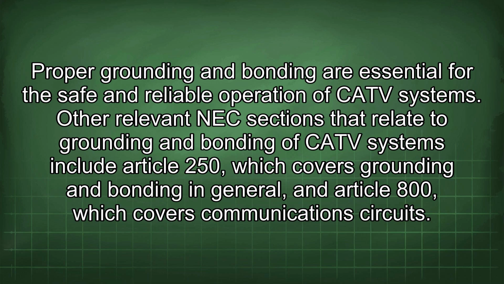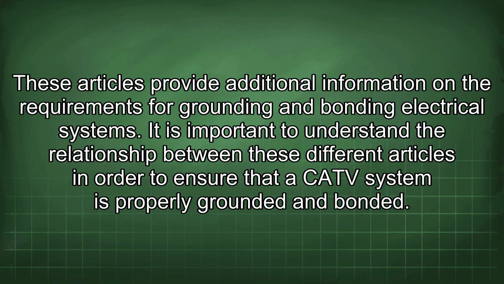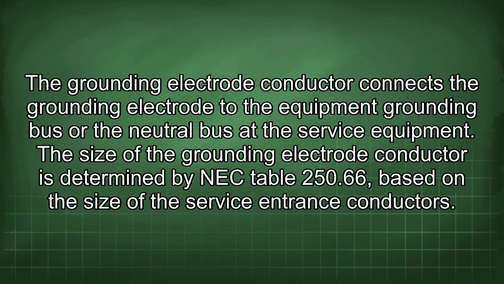Other relevant NEC sections that relate to grounding and bonding of CATV systems include Article 250, which covers grounding and bonding in general, and Article 800, which covers communications circuits. These articles provide additional information on the requirements for grounding and bonding electrical systems. It is important to understand the relationship between these different articles in order to ensure that a CATV system is properly grounded and bonded. The grounding electrode conductor connects the grounding electrode to the equipment grounding bus or the neutral bus at the service equipment.